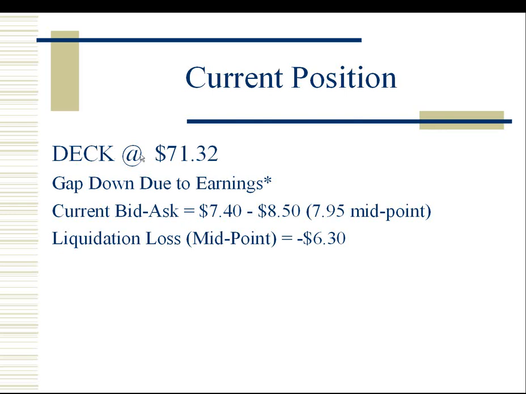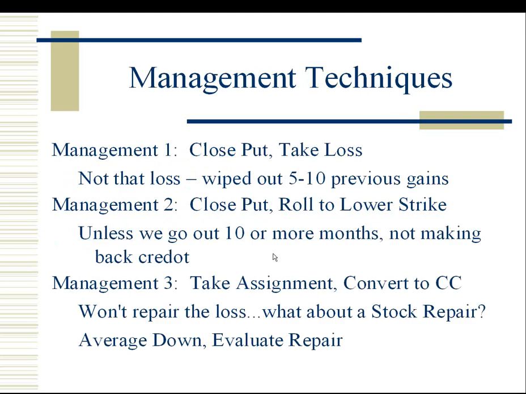So the current bid-ask for the 79 strike put that expires on Friday is $7.40 to $8.50. So the midpoint would be $7.95. Where we collected $1.65 originally, we keep that. But buying to close it now would be a cost of $7.95. So our loss for one contract would be $630 or $6.30 per share. All right, so it's about 4 or 5 times the original premium we expected to take, meaning we've likely wiped out 4 or 5 previous profitable trades with this one unrealized loss.